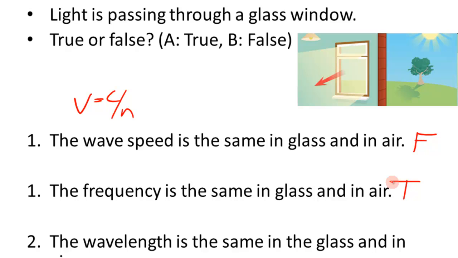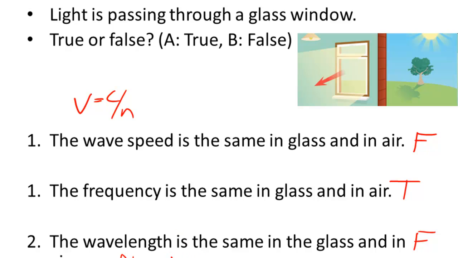The wavelength is the same in the glass as in air? Well, there's two different ways to think of this. The first is just to say, okay, I know that the speed of light in a material is going to be given by its frequency times its wavelength in that material. So if my frequencies are the same and my speeds are not the same, this means that the wavelengths are not the same.